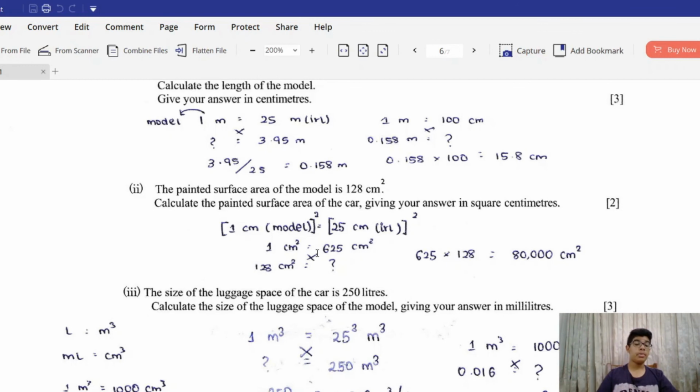Okay. Part 2. The painted surface of the model is 128 centimeters squared. Calculate the painted surface area of the car, giving an answer in square centimeters. So look, 1 centimeter of this model is 25 centimeters in real life. If we square both sides, we get something I like to call an area scale. So 1 centimeter squared is equal to 625 centimeters squared in real life. On the model, there's 128 centimeters squared. So what is it in real life? It's basically 128 times 625, and in real life, the answer is 80,000 centimeters squared. That's the painted surface area of the car.